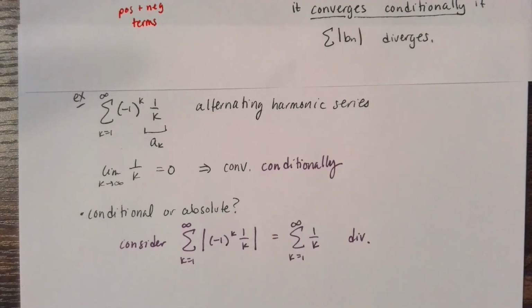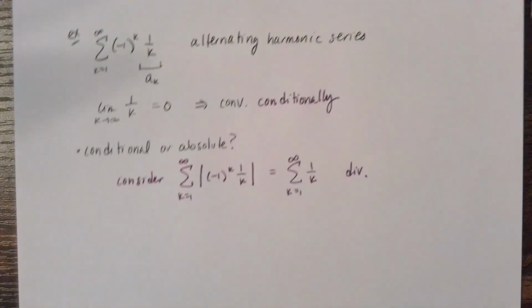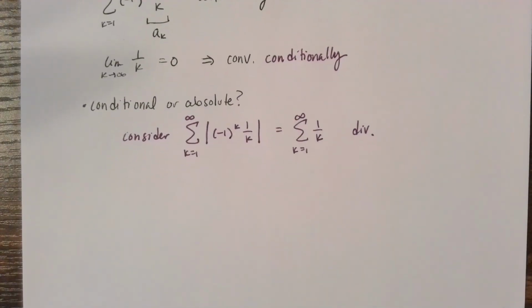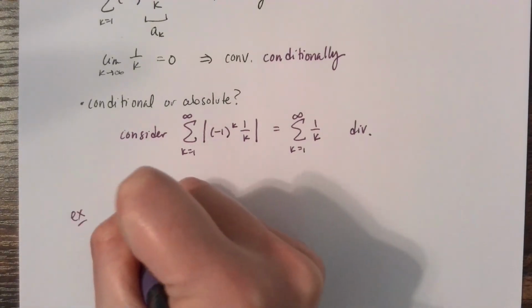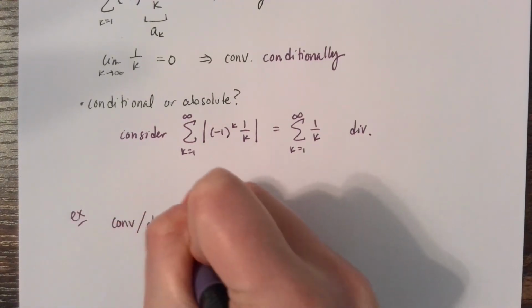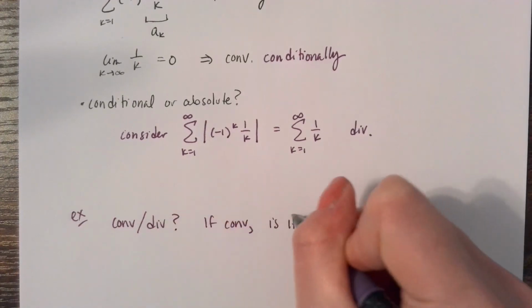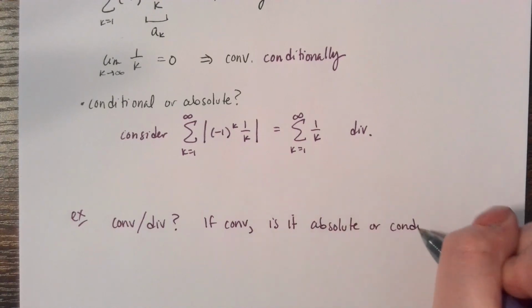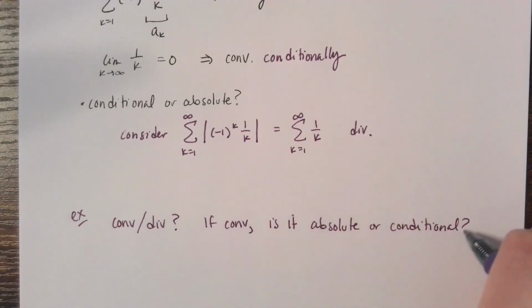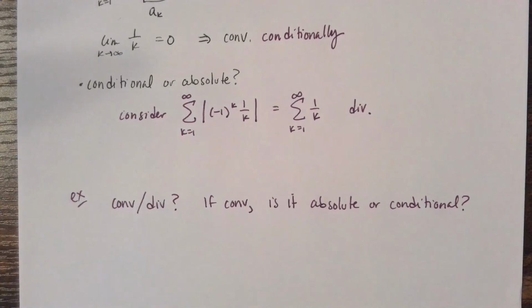Let's see one more example before we finish this video of deciding, here's an alternating series, is it convergent or divergent? So this is the question we're answering. Is it convergent or divergent? If it's convergent, is it absolute or conditional? For an alternating series, it would always be one of those two types of convergent if it is convergent.